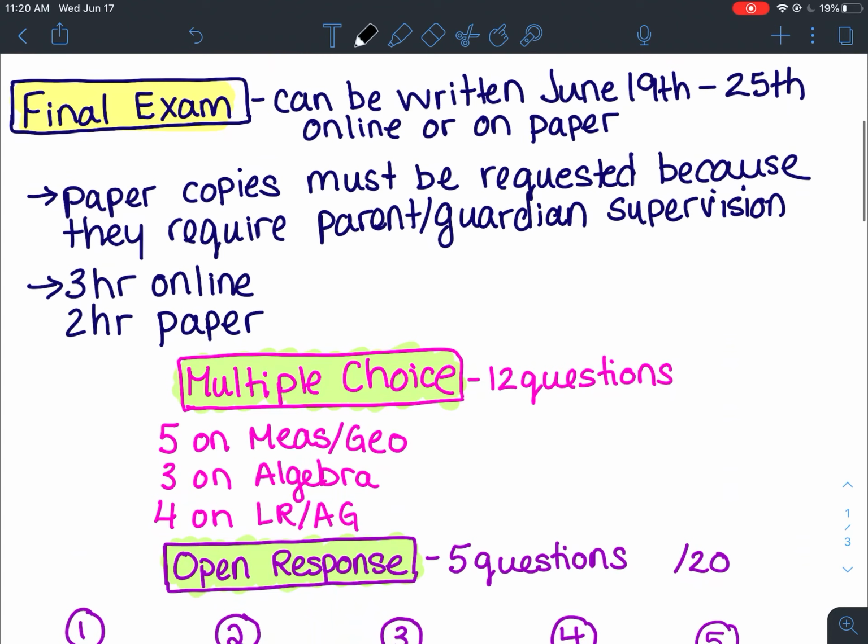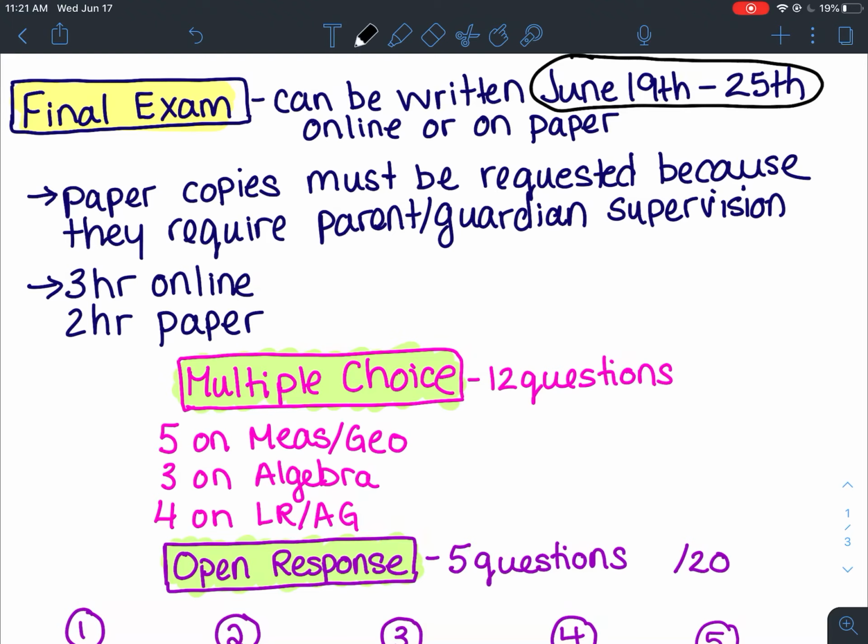Okay, then the final exam. I don't think I went into this much detail at the meeting, but I want to talk about it. It can be written from June 19th to the 25th. If you're writing it online, those are your timelines. That's when the exam opens up, super early in the morning on June 19th. So you have that whole Friday, any day on the weekend, and then the following week to write the exam.